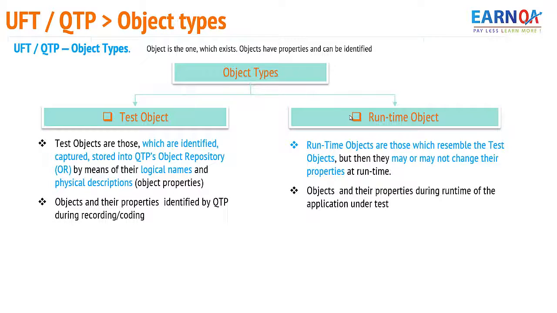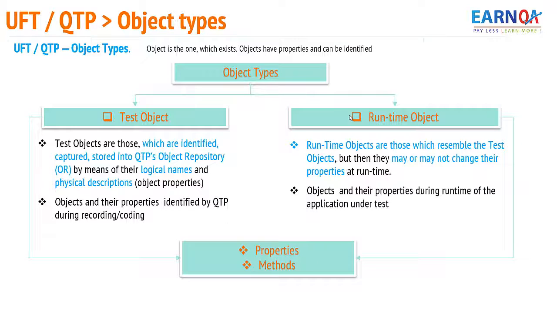Let me define it properly. Runtime objects are those which resemble the test objects. However, they might or might not change the properties during runtime. Let me give you an example. What is a test object and how can a runtime object come into the picture? If it is a runtime object, what is the difference? How can a runtime object change its properties? With a practical example, you would understand. After this slide, I'm going to demo what exactly is the difference between test object and runtime object.